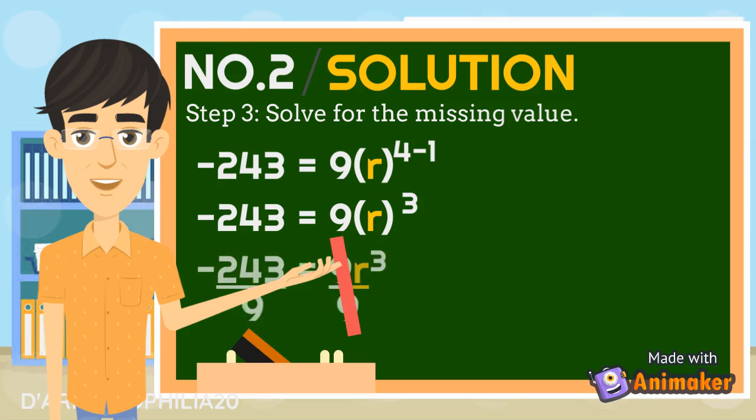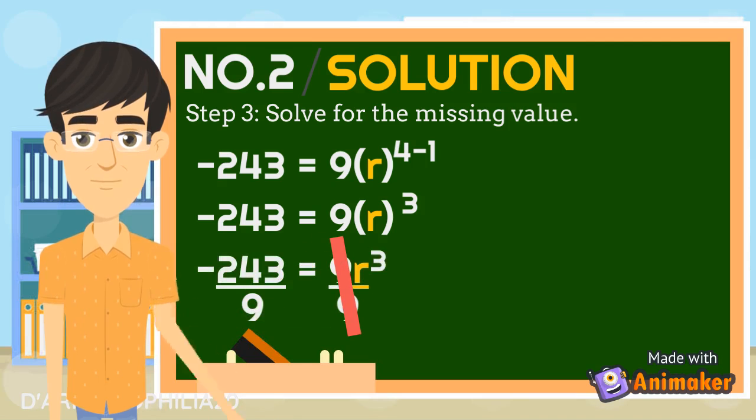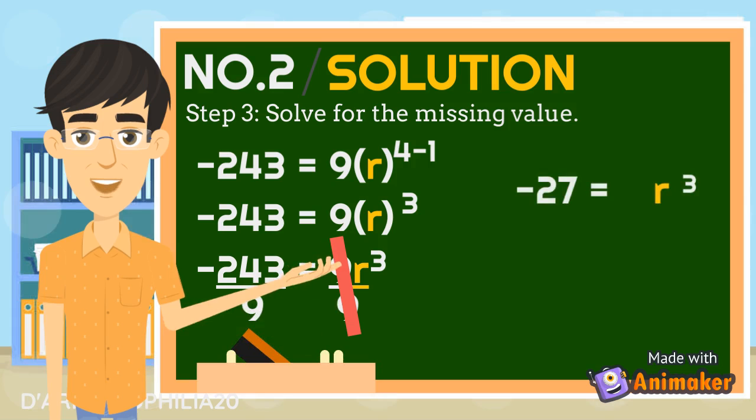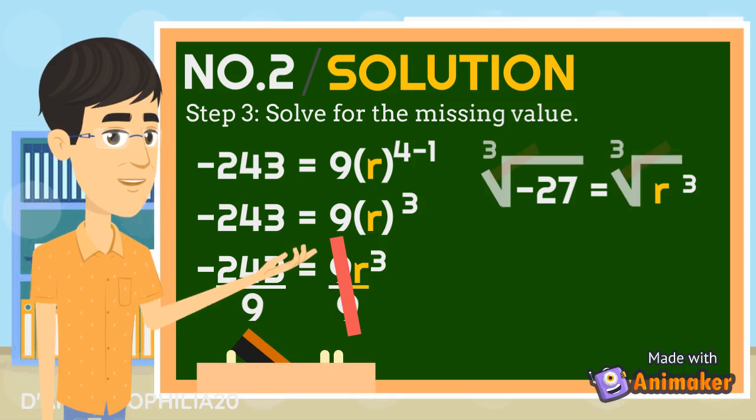Next, we will divide both sides by 9. Negative 243 divided by 9 is equal to negative 27. We now have negative 27 equals r raised to 3. In order for us to get the value of r, we need to first eliminate its exponent, which is 3, by putting cube root in both sides.